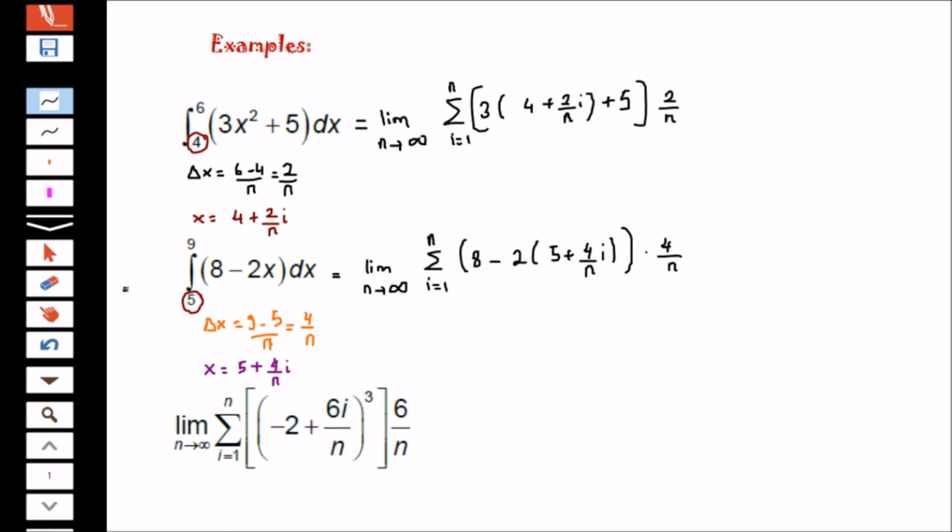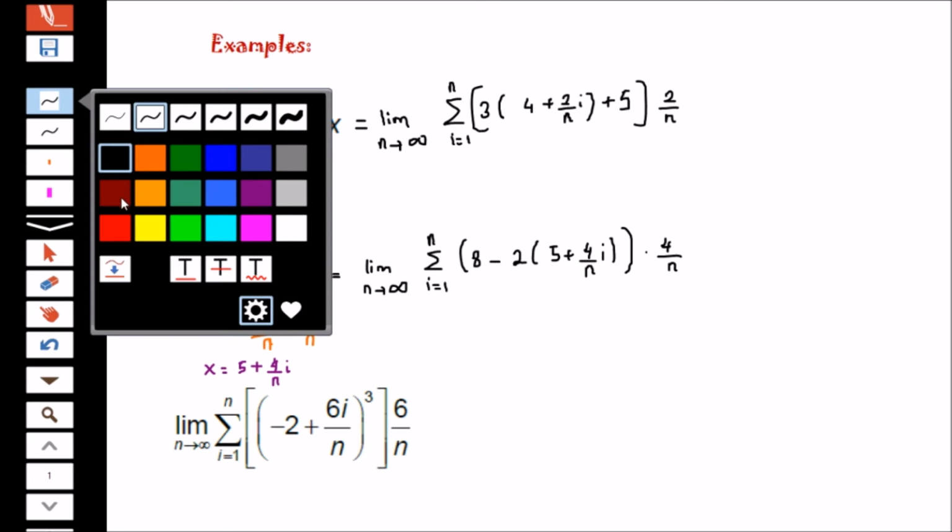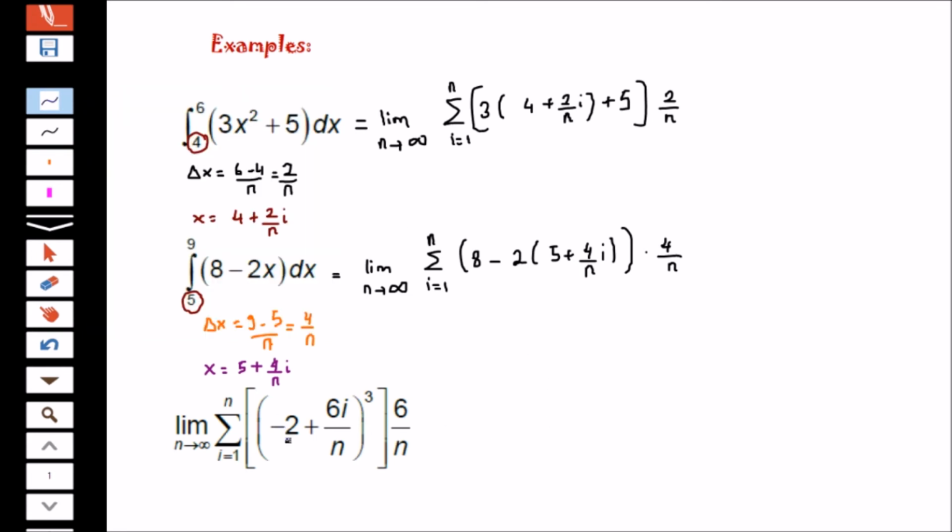In the third one, we will do the other way around. We have limit n goes to infinity and Riemann sum. So we will construct the definite integral. You can start with delta x. This dx is delta x, 6 over n, and we have delta x here again. So delta x is 6 over n.